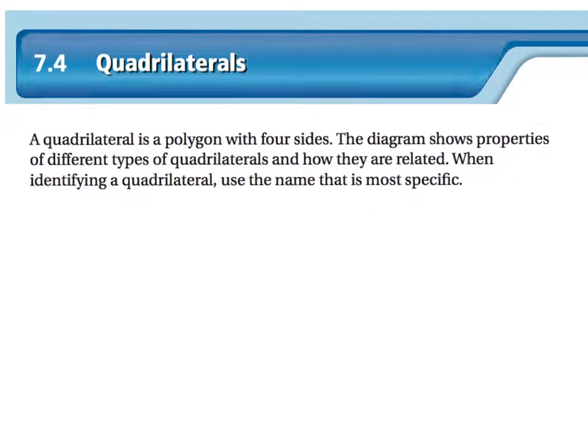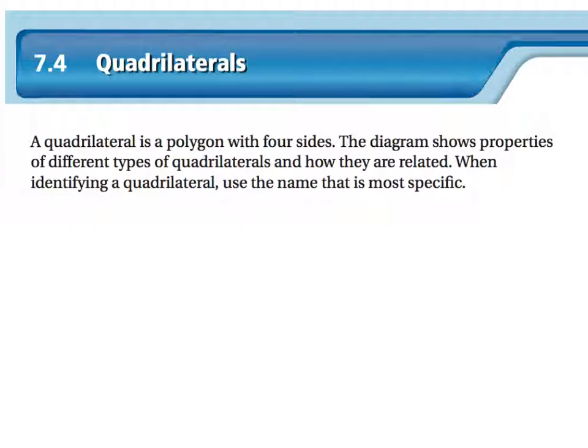Now, the diagram that I'm going to put on the page in the next slide will show the properties of different types of quadrilaterals and how they relate. When identifying a quadrilateral, use the name that is most specific. What do I mean about that? Well, if I gave you a square, you could tell me a square is a rectangle, because that is true. However, I want the most specific name.